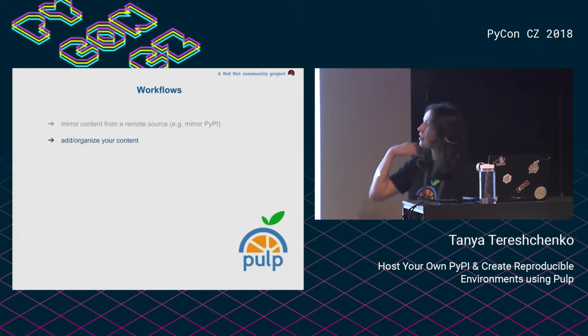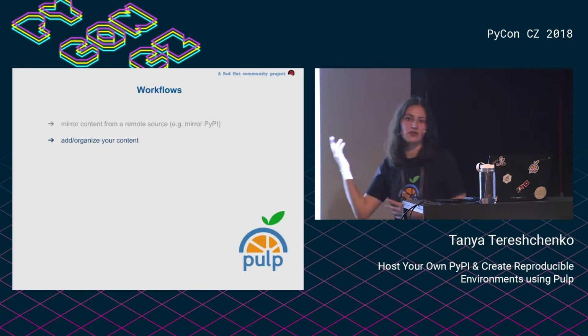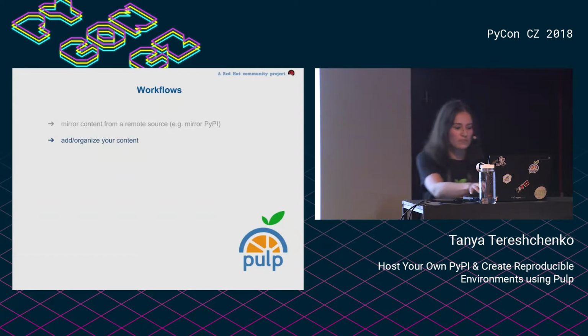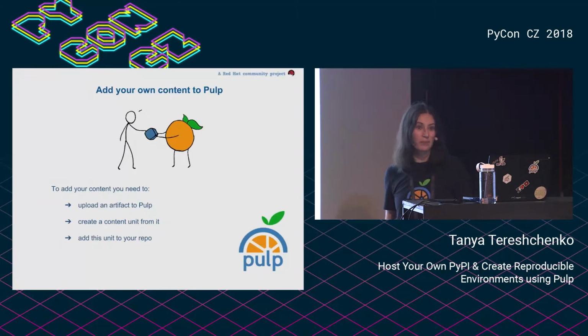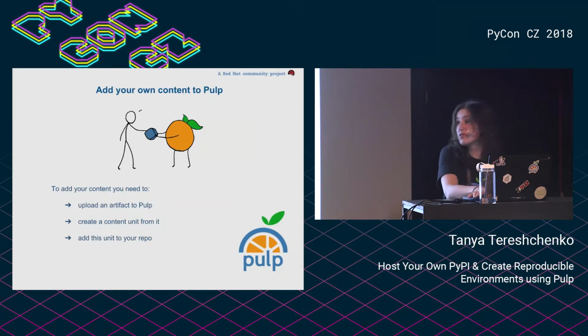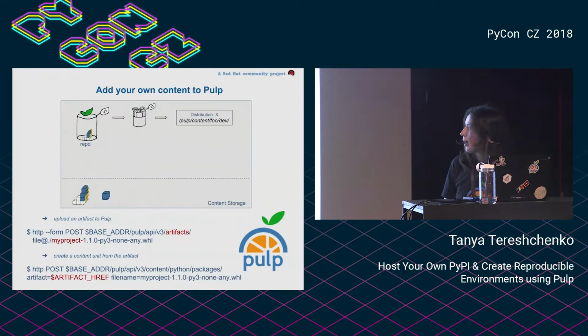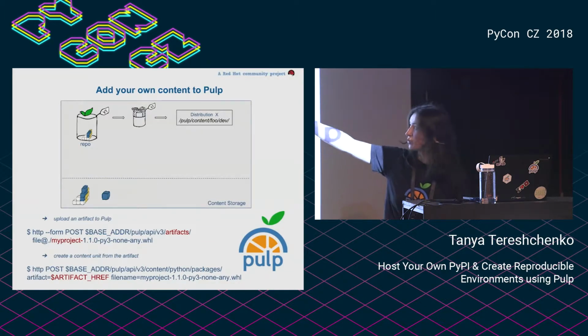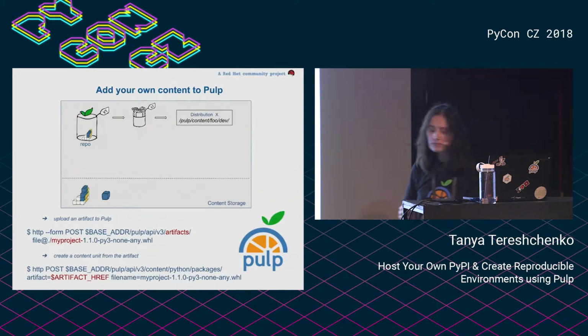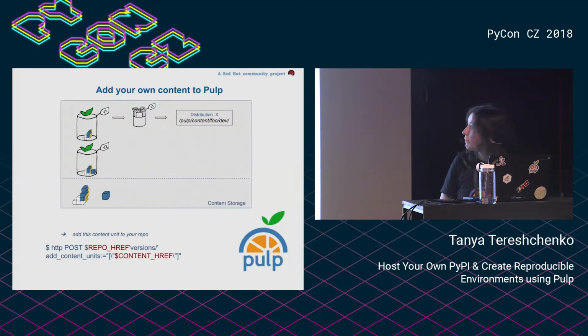So what else can we do? Now, maybe you would like to add your content and organize it somehow. So to add your content to Pulp, you need to upload your file, your package you'd like to add, an artifact, create a content unit from it, and add to the repository you want. So when you upload artifact and create content unit, you can see that in our content storage, there is a new package available. It's yours. But it does not belong to any repository yet. Yeah, so we need to add it to repository.